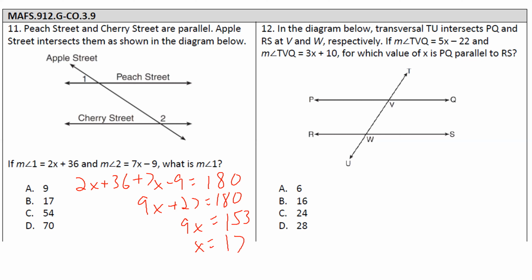We got 17. I see 17. Should be good, right? No. Careful. The question is not what is x. The question is what is the measure of angle 1. So what do we still have to do? We need to plug it in, right? Measure of angle 1 is going to equal 2x plus 36. So 2 times 17 is 34, plus 36 is 70. So our correct answer is D.